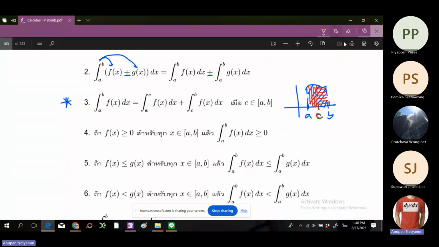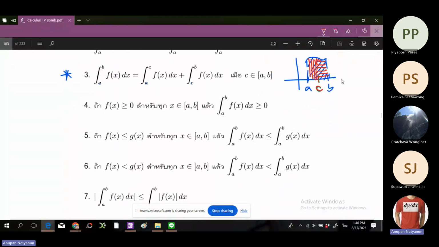And number 4 is the fact that we know, right? When f is above the x-axis, which is greater than or equal to 0, in some places it can be 0, or it can be on the x-axis.